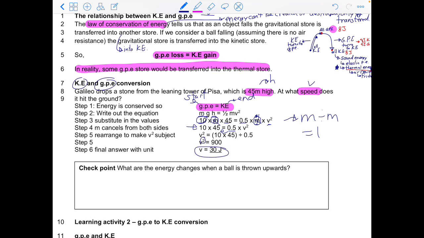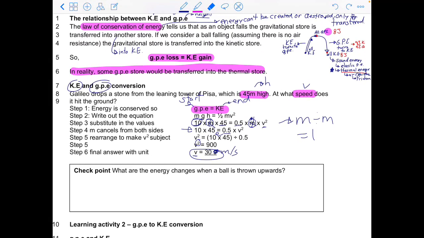It would not be 30 joules, because what is the scientific unit for speed? Well done if you've written meters per second. All right, so I'll erase this now. I want you to copy it out and add in the annotations and explain to yourself what's happening. So I want you to make sure that you have that all written out into your books.